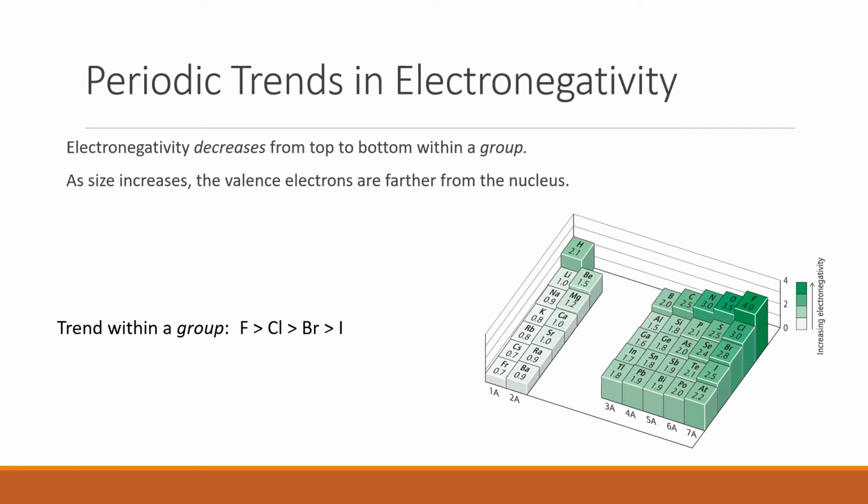Trends in electronegativity are seen across the elements on the periodic table. Electronegativity decreases from top to bottom. So therefore, within a group, the element with the smallest atomic number will have the highest electronegativity. As we go down the group, the value of electronegativity will decrease.